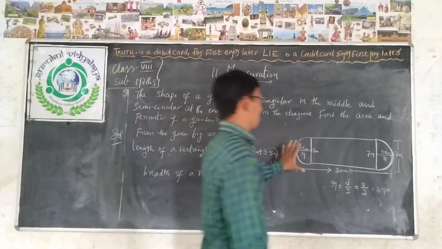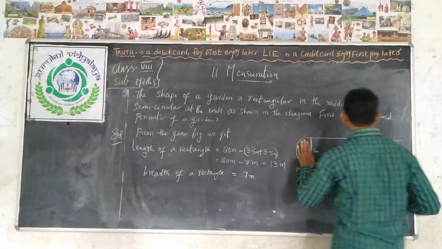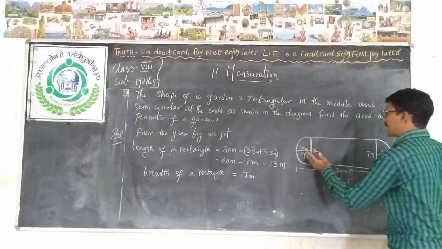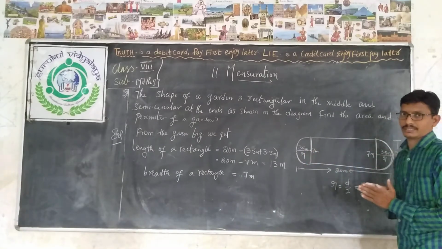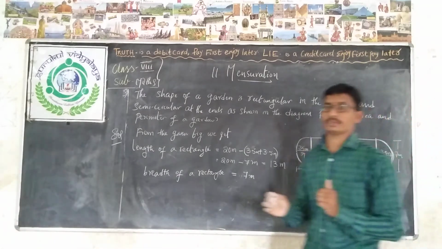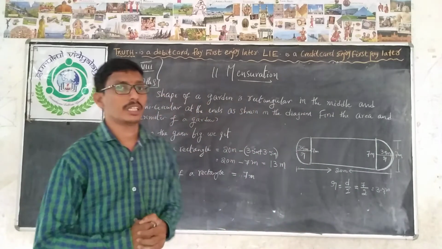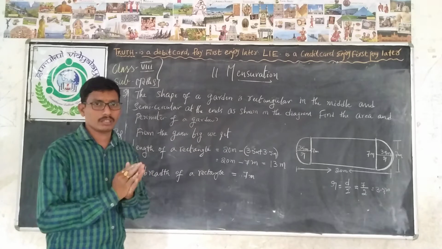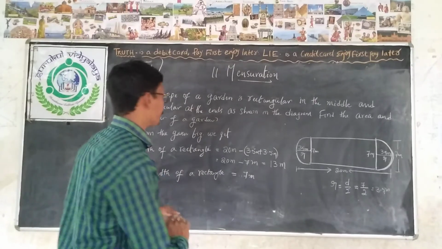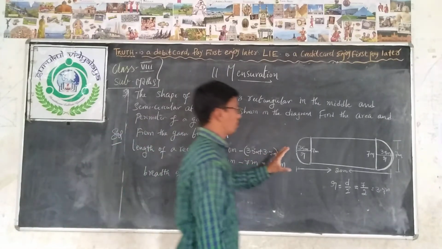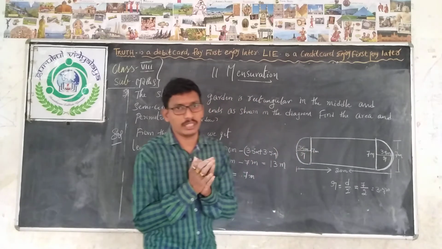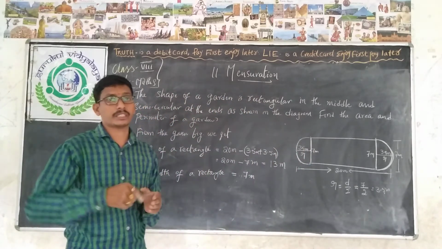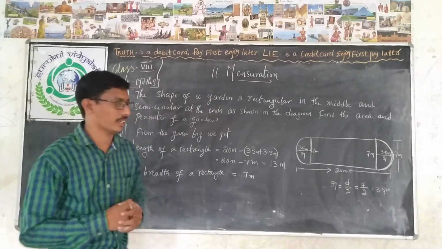But in this area I also want this semicircle area and this semicircle area. See children, the very important thing is both semicircles have the same radius, not a different radius. Then we consider those two semicircles as one circle. Understood? If two semicircles are attached to each other, then you will get one big circle. So you can find the area of the circle easily.